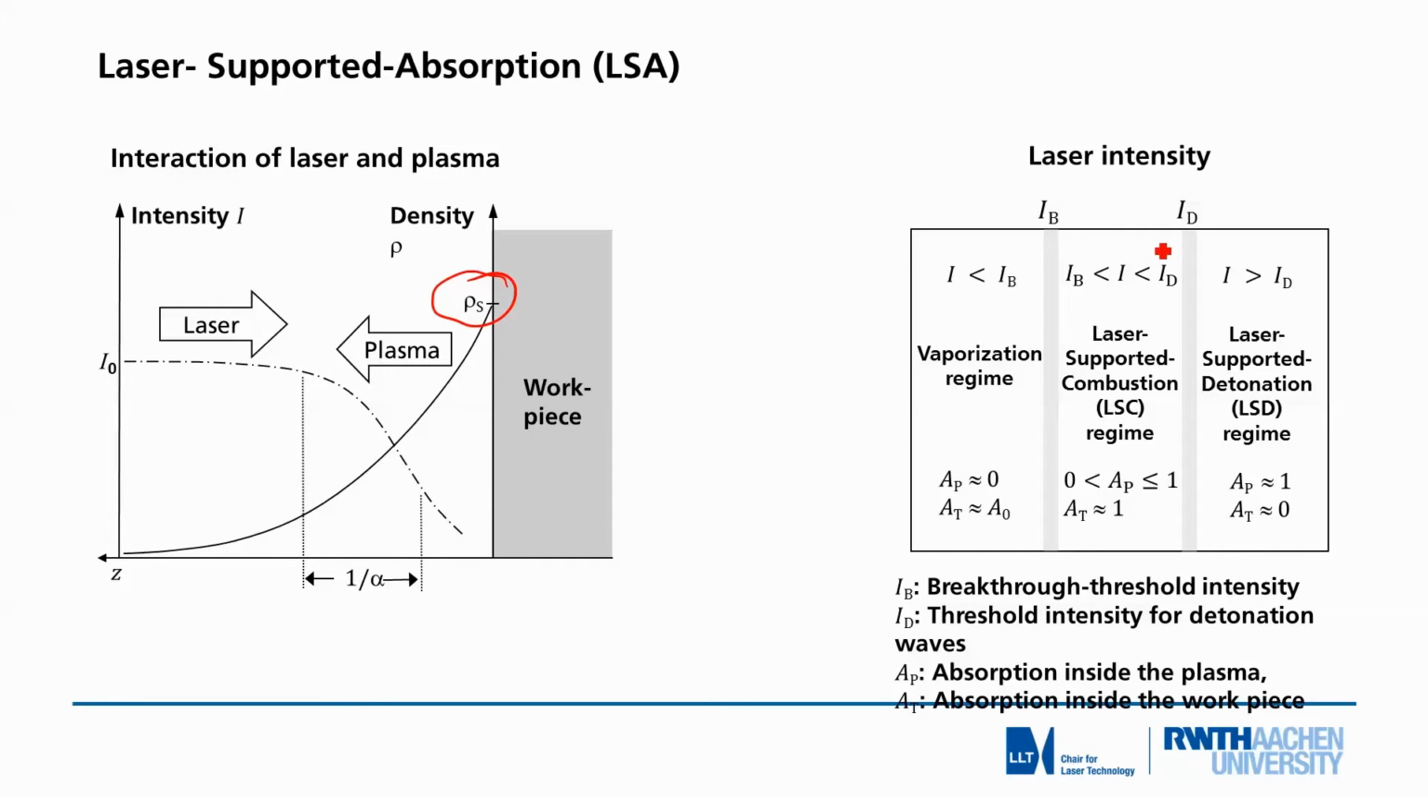So we have the regime in which we are above the vaporization threshold but below the detonation threshold ID. So we have combustion waves. If we are under the breakdown intensity, we just have vaporization. If we are over the detonation limit in intensity, then we have the formation of the laser-supported detonation waves.